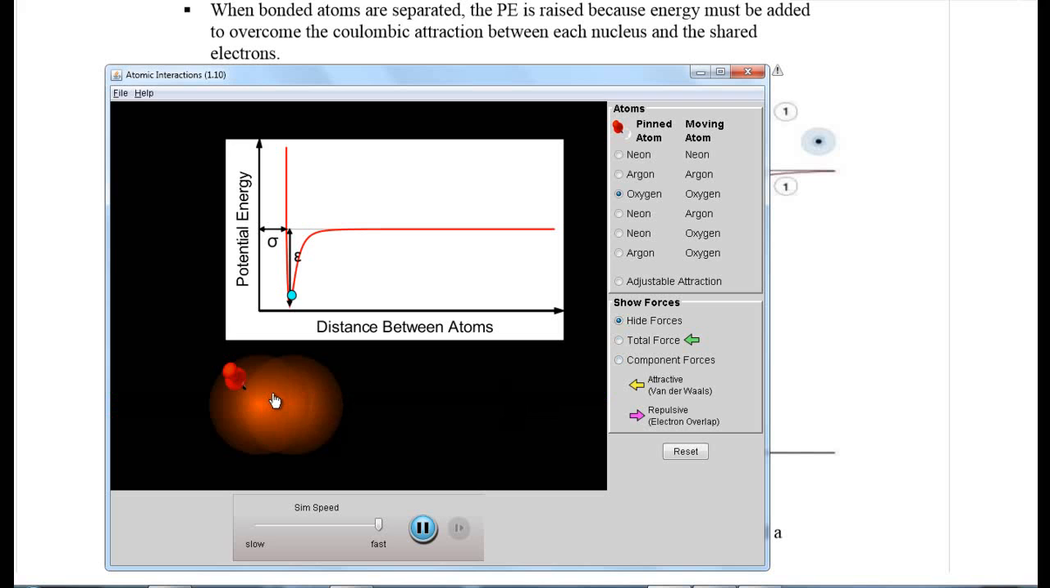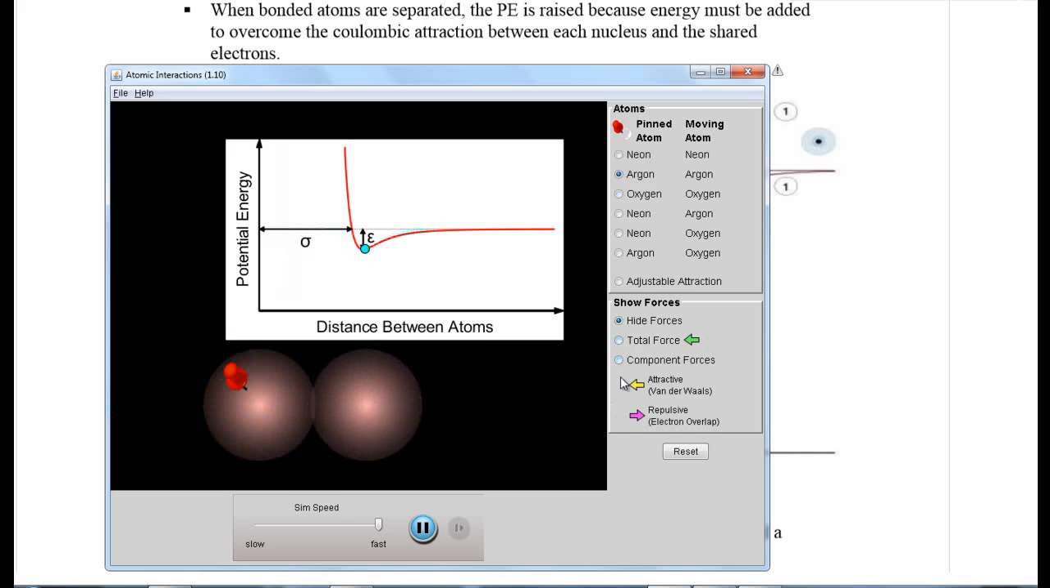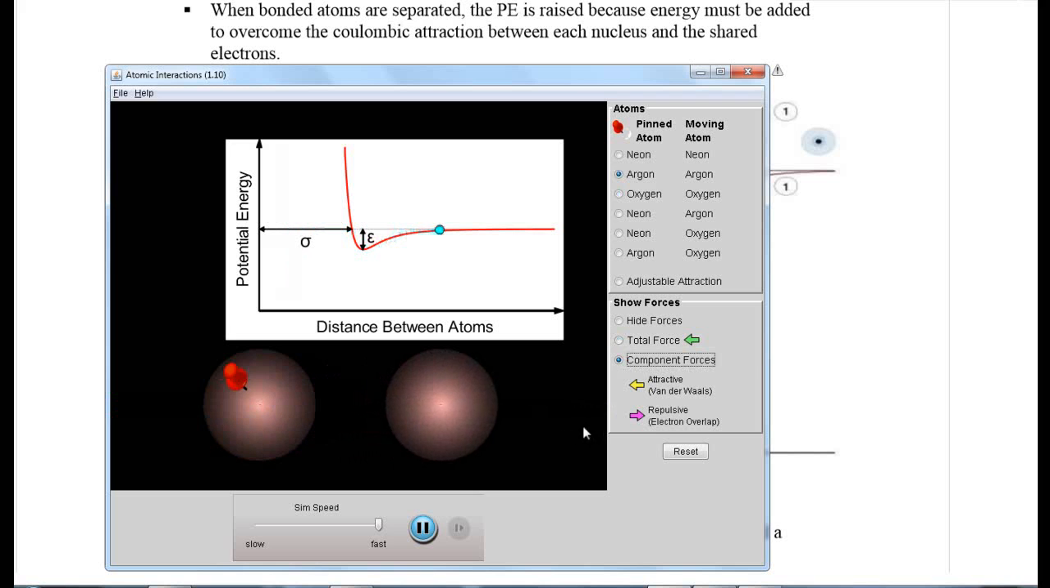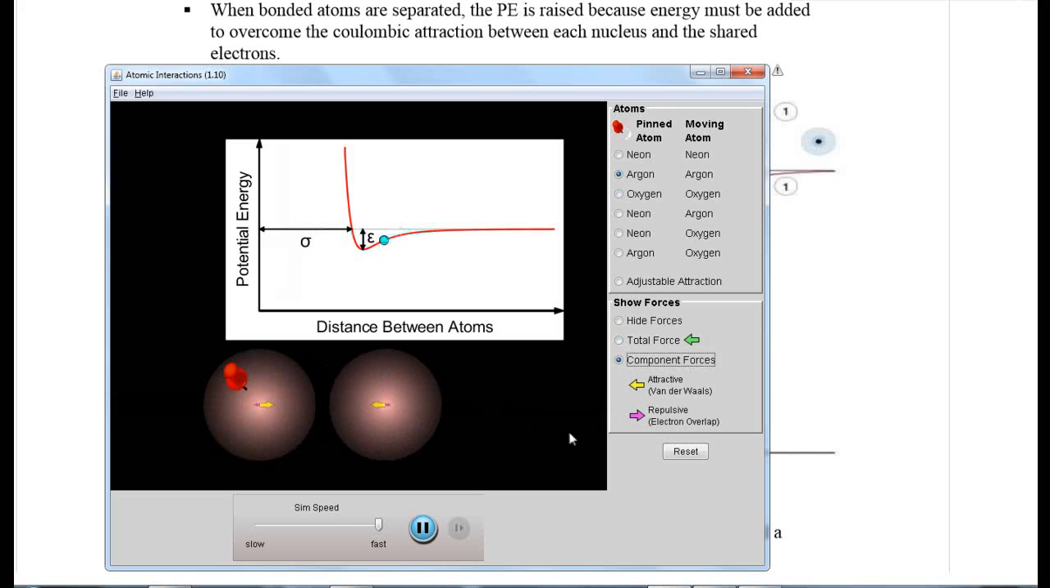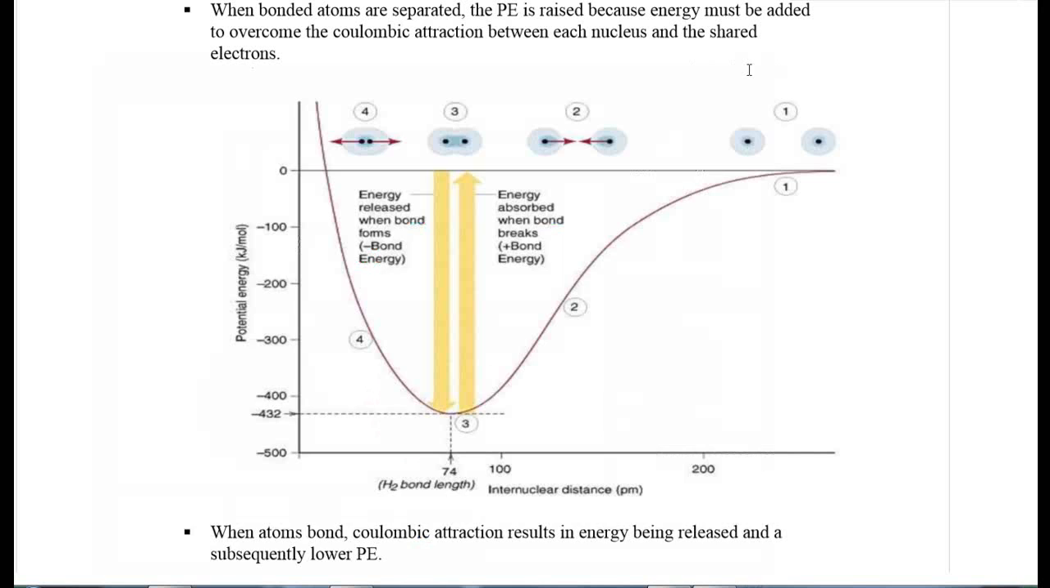That's what causes this bond to form. Okay? So if we go back and look at something like argon and argon, there is some attractive force, okay, but there's an equal repulsive force which keeps them from forming an actual bond, okay? As much as it gets attracted, it gets repelled. Okay, so that's what we're looking at here.